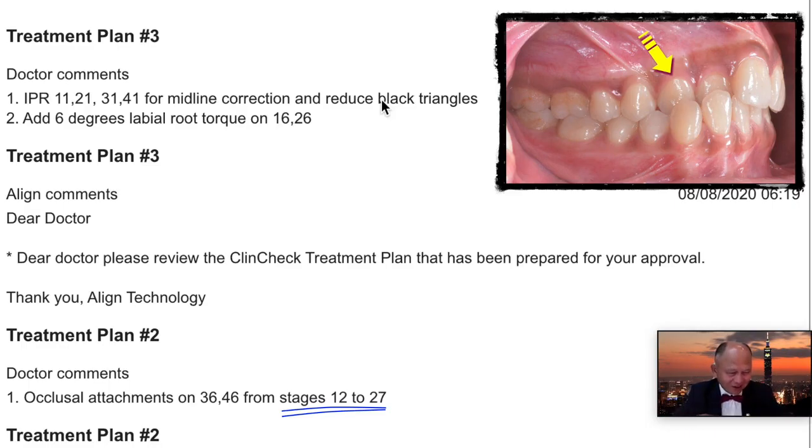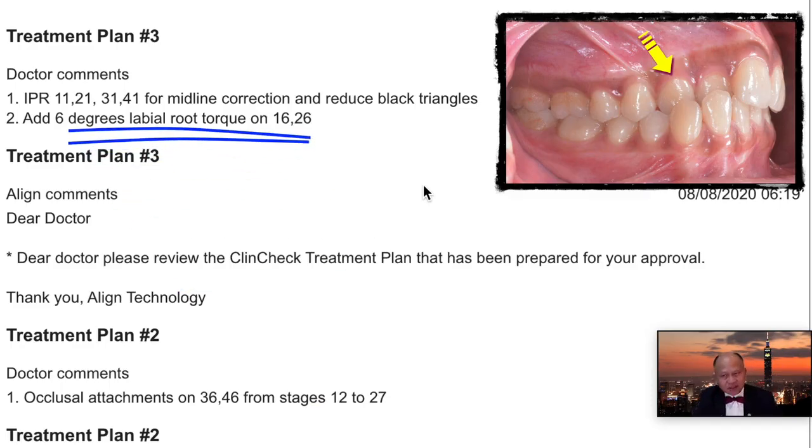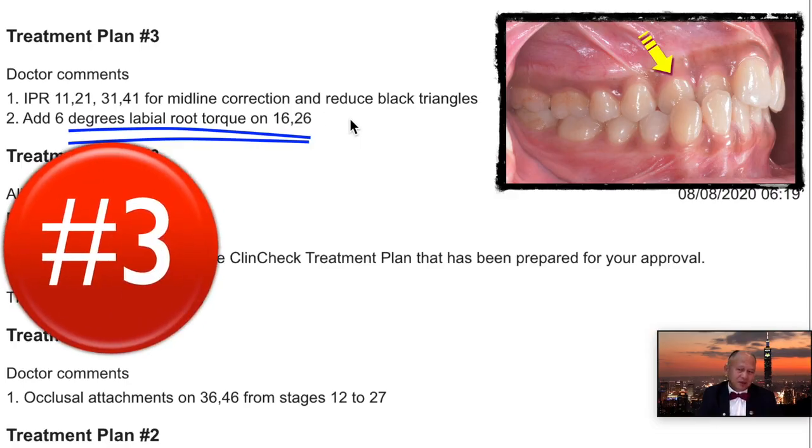You don't have to glue the occlusal attachment. You just prescribe. In the attachment, they have a kind of projection there, so you can open up the bite. Again, you don't have to glue the occlusal attachment. You just prescribe the aligner to have the projection. And finally, you add some overcorrection. And if you find some black triangle or some midline problem, you can prescribe the IPR in the precise area.